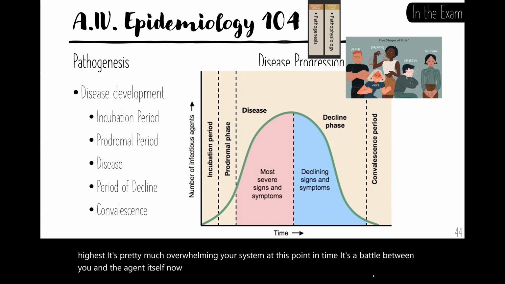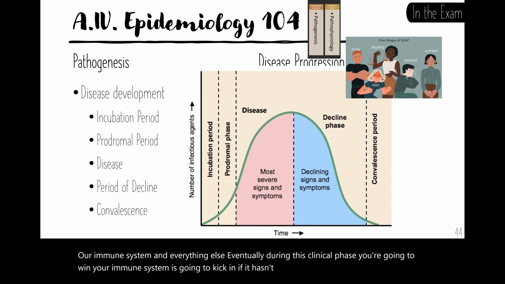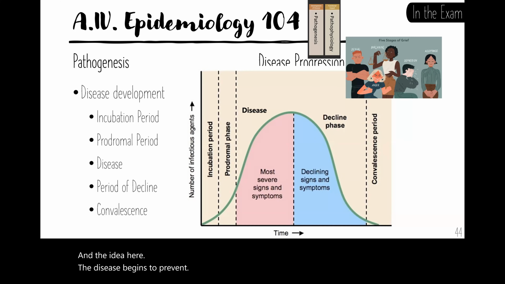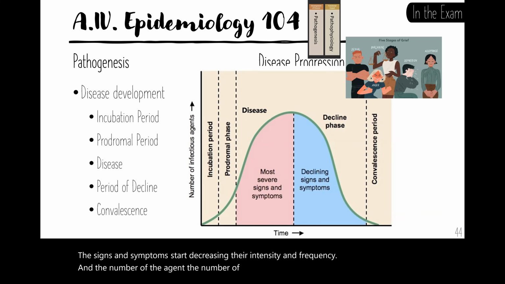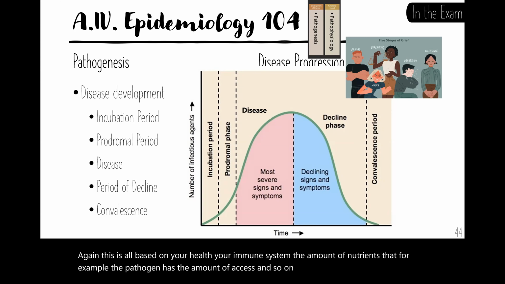Now, assuming a decent immune system and everything else, eventually during this clinical phase, you're going to win. Your immune system is going to kick in if it hasn't already, right? And then you enter what we call a period of decline or a decline phase. And the idea here is that the disease begins to relent, okay? The signs and symptoms start decreasing their intensity and frequency, and the number of the agent, the number of the pathogen starts to go down. And so as these start going away, that usually means you will eventually get the chance to win. That's the hypothesis. That's what's supposed to happen. Now, again, this is all based on you, your health, your immune system, the amount of nutrients that, for example, the pathogen has, the amount of access, and so on and so forth. So it's a large combination of things.